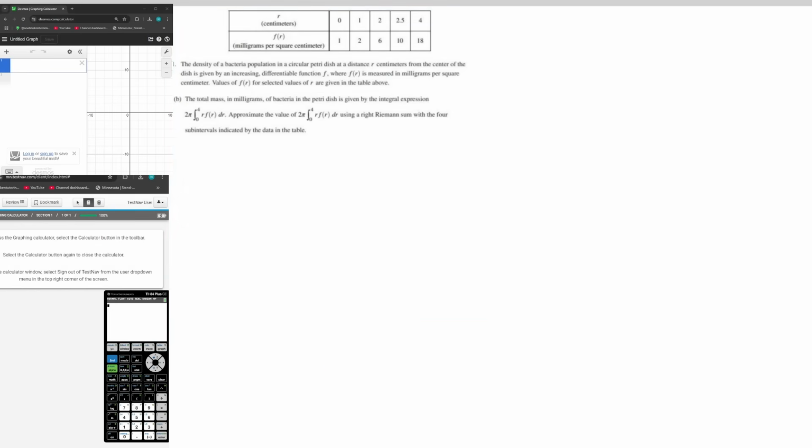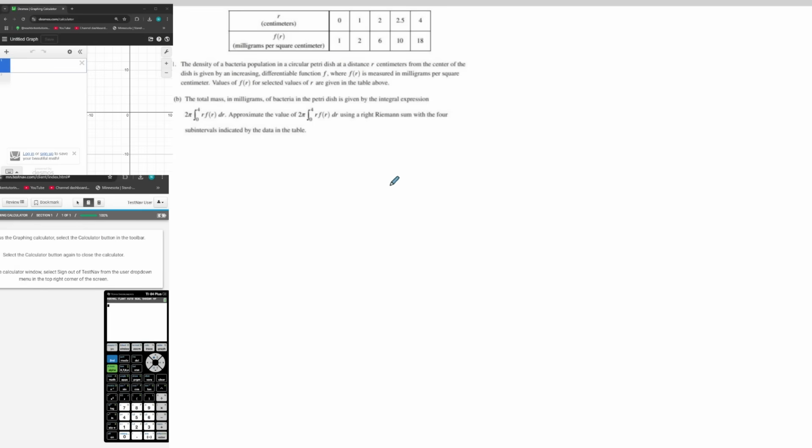Now for part B, it asks, the total mass in milligrams of bacteria in the petri dish is given by the integral expression 2 pi times the integral from 0 to 4 of r f of r dr. And then it tells us to approximate this value using a right Riemann sum. So you are definitely going to be asked to do a Riemann sum on the exam. You might be asked to do it on a no calculator question.